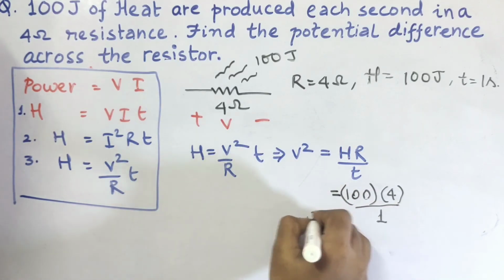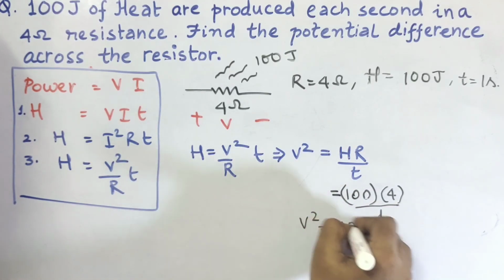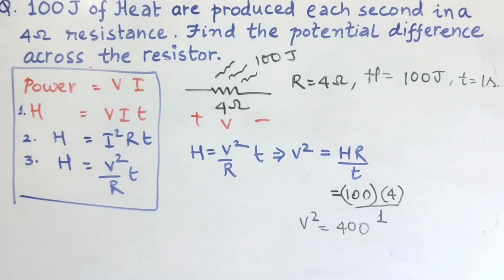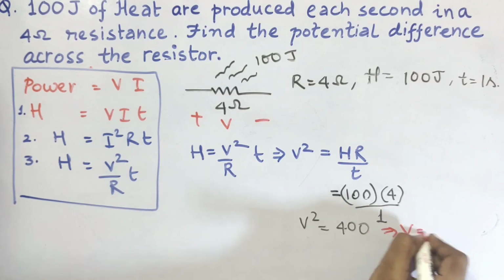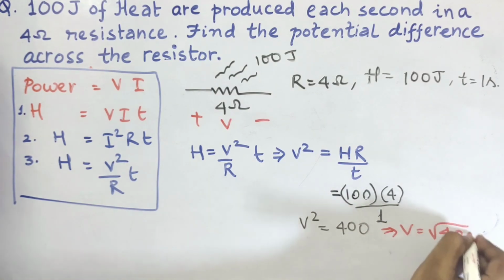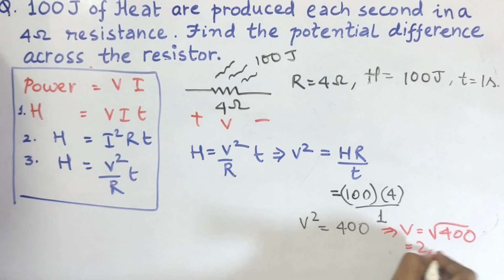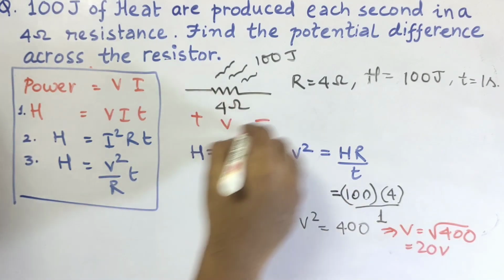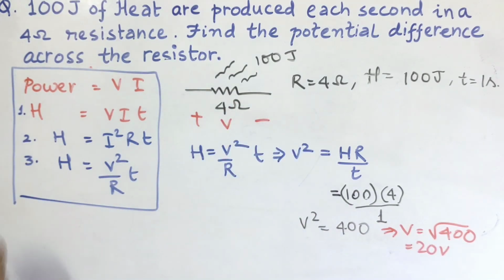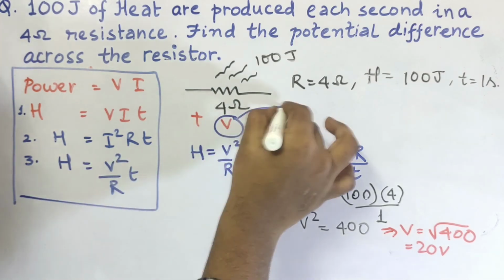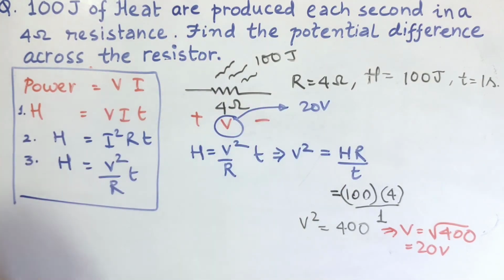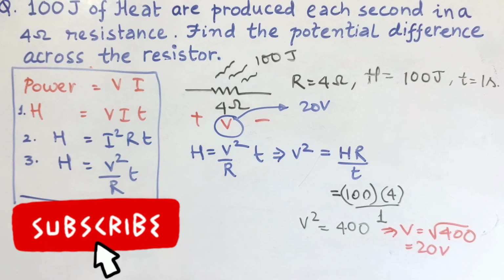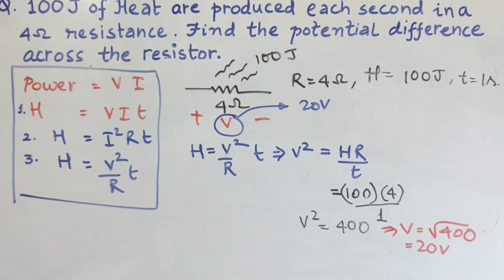So we have V square is equal to 400. So V is equal to under root of 400, which means 20 volt. So what is the potential difference across the conductor? The potential difference across the conductor is 20 volt. So that is the solution. I hope you have enjoyed watching this video. If you have any doubt, please write it in the comment section. I will surely help.